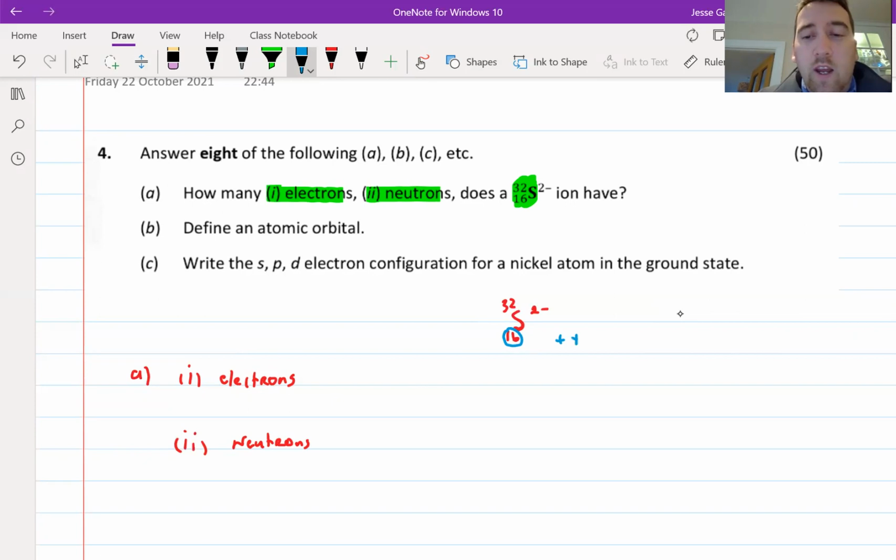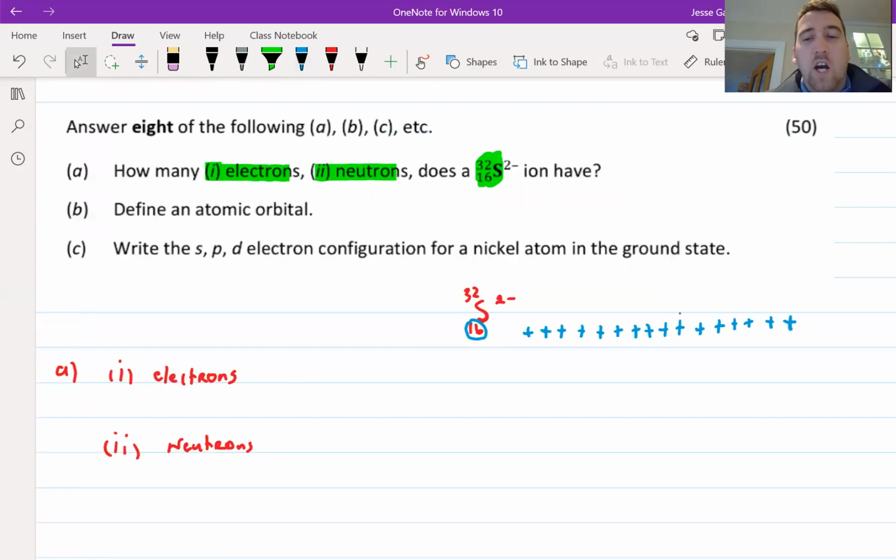1, 2, 3, 4, 5, 6, 7, 8, 9, 10, 11, 12, 13, 14, 15, 16. Now you're wondering, why are you doing that? Well, I'm doing this because sometimes it makes it easier to understand the charges in ions. If it was an atom and this 2- wasn't here, that would mean I have to have a balanced number of pluses and minuses. So I'd have 1, 2, 3, 4, 5, 6, 7, 8, 9, 10, 11, 12, 13, 14, 15, 16 electrons as well.